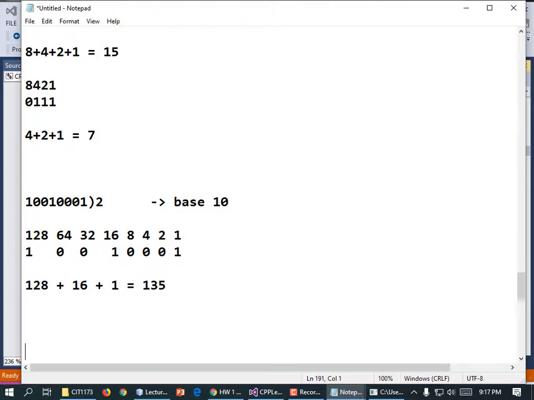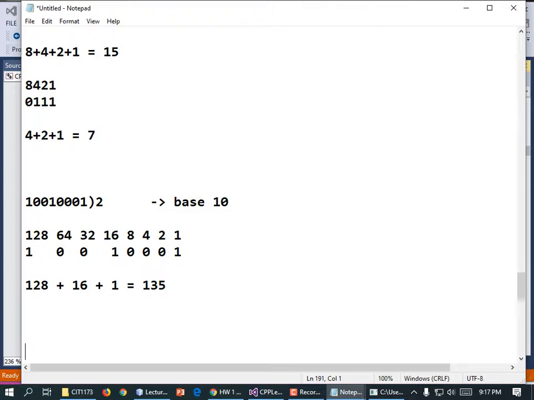Something's bugging me about this. I may not have done this right. 33 divided by 2 is 16 with a remainder of 1. And then 16 divided by 2 is 8 with a remainder of 0. 8 divided by 2 is 4 with a remainder of 0. 4 divided by 2 is 2 with a remainder of 0. 2 divided by 2 is 1 with a remainder of 0. And 1 divided by 2 is 0 with a remainder of 1. And then you write the number down.